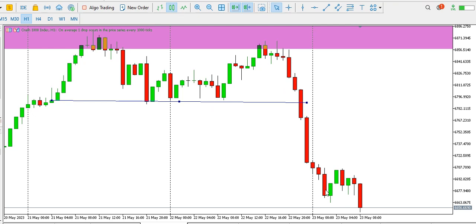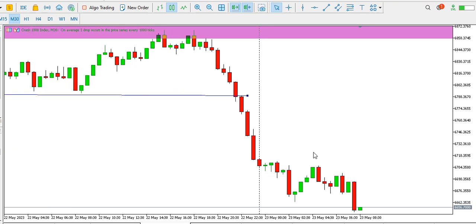Okay, as price ticks down, we have this lower high, lower low. So you might look at selling Crash 500 index on the 1 hour time frame. Still on the 30-minute time frame, we have this descending trend line. As long as this particular descending trend line is respected, you might want to look at selling Crash 1000 index.